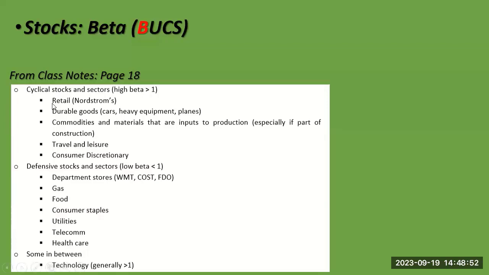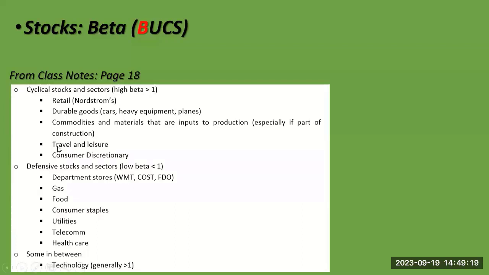High-end retail like Nordstrom's would be a cyclical stock. Durable goods like cars, heavy equipment, planes, those type of things, very expensive things. That's what you cut back on when you're expecting a recession. Commodities tend to be sensitive to the economy. We tend not to drive as much when we're not working, and so gas prices will come down, oil prices come down, steel prices come down. We're not doing as much construction.